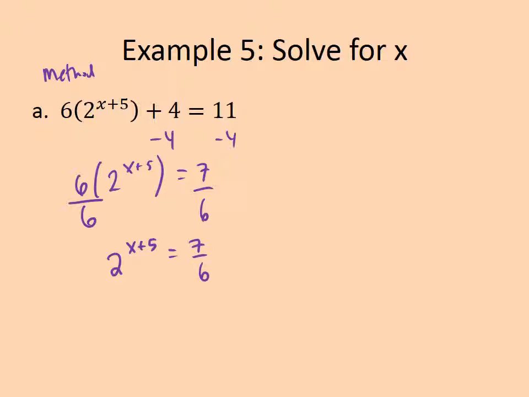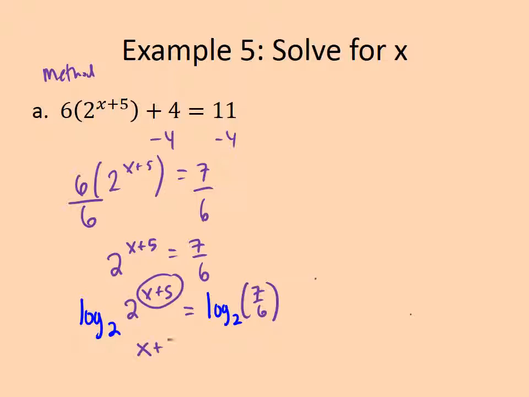Now that the exponent is isolated, we can take the log of both sides. Since our base is 2, we're going to want to take the log base 2 of both sides. So log base 2 of 2 to the x plus 5 equals log base 2 of 7/6. Now, remember, since our bases match, using the inverse property we are just left with the exponent. So we have x plus 5 equals log base 2 of 7/6.